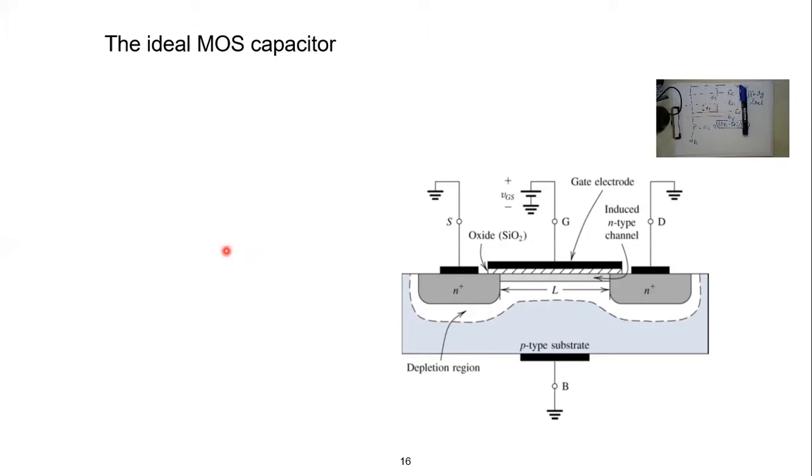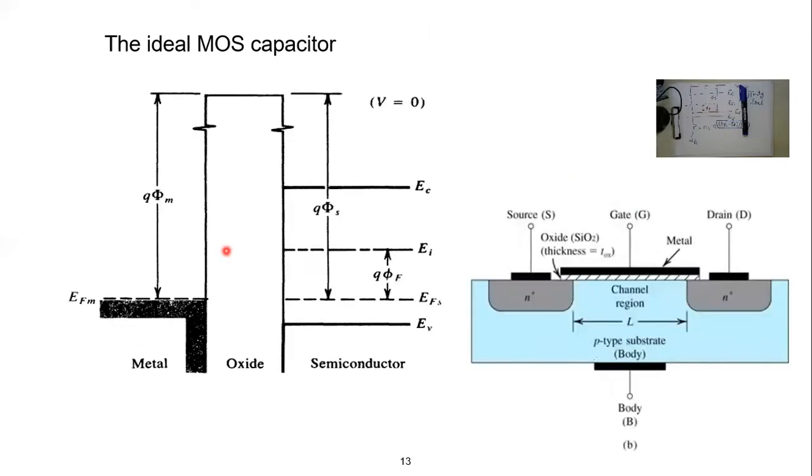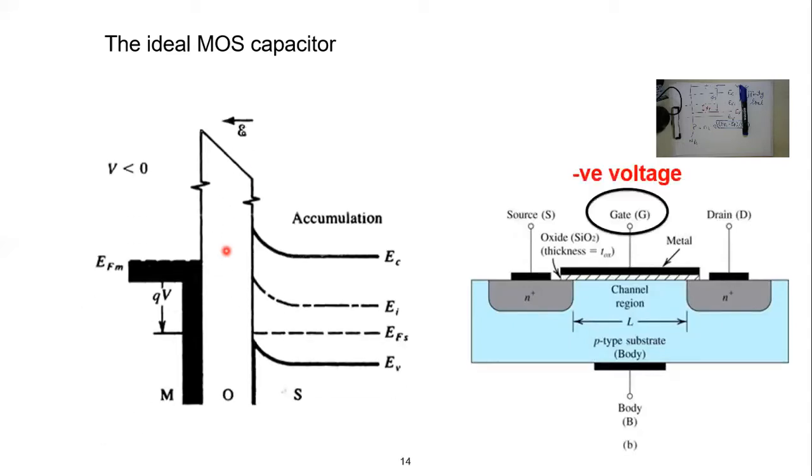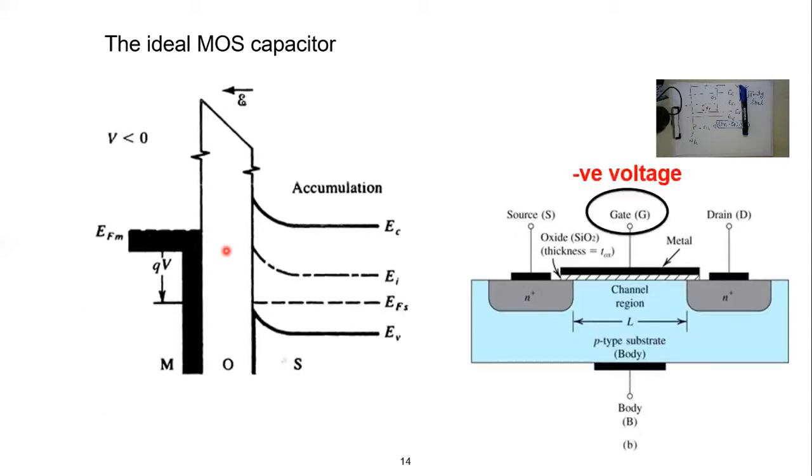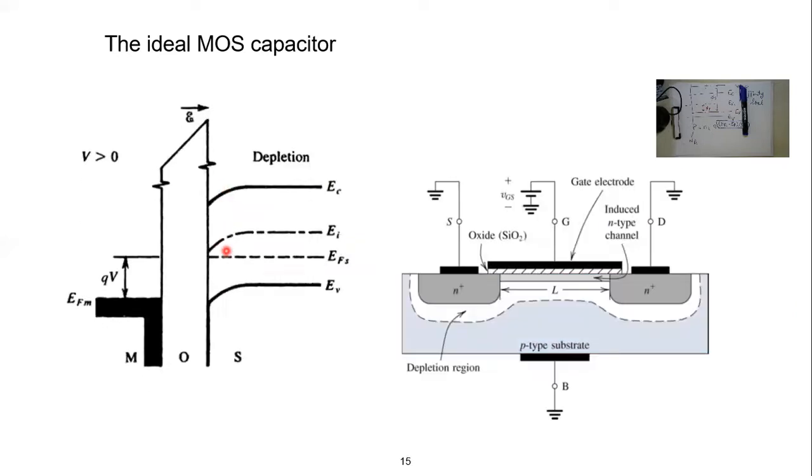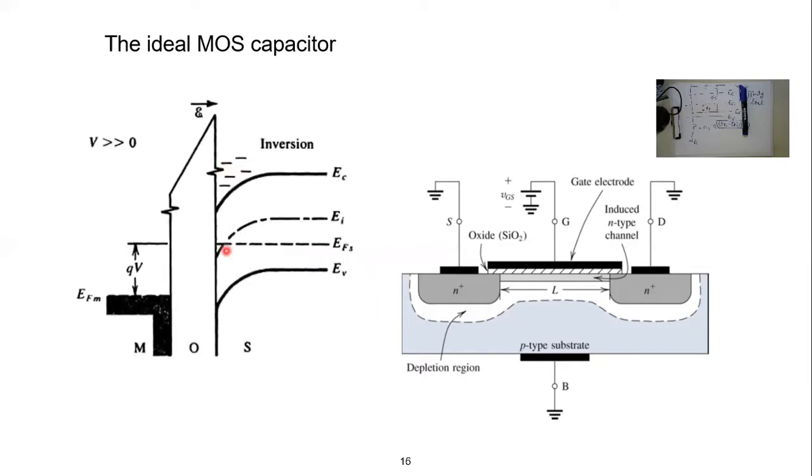Okay, so this is simply the complete story. From thermodynamic equilibrium, which is a p-type substrate, the accumulation region, whenever you add a negative voltage to the gate, the depletion region, you add a positive voltage, but this positive voltage is still below the threshold, and the inversion region, whenever you invert your channel to be an N channel.